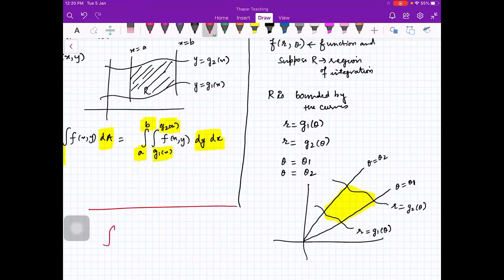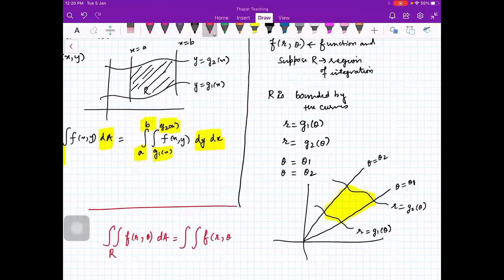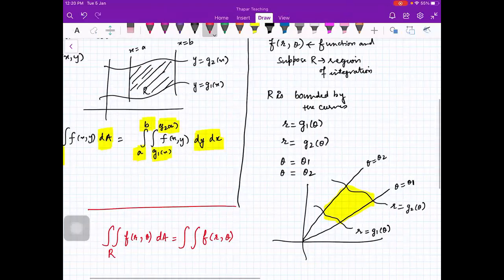So your integral, which is the integral over R of f(r, theta) dA, will be equal to the integral of f(r, theta), where first you will integrate with respect to r, from g1(theta) to g2(theta), and then theta is from theta 1 to theta 2. Now, what should I write in place of dA? Can you tell me, Beta? What should I write in place of dA?